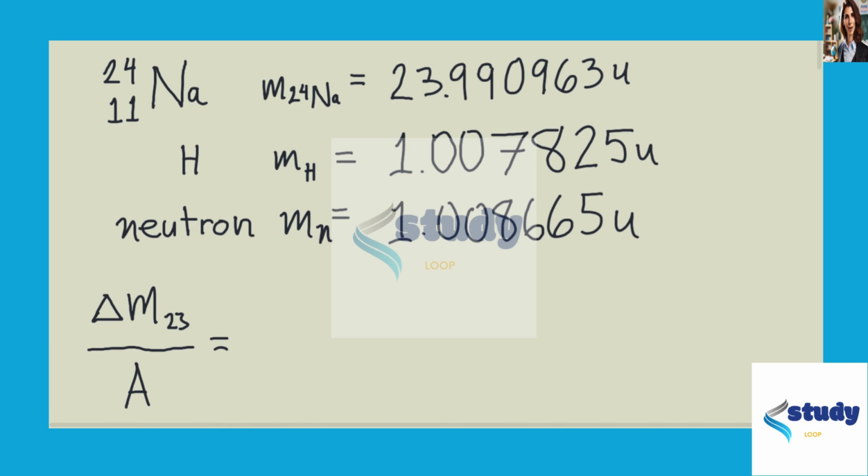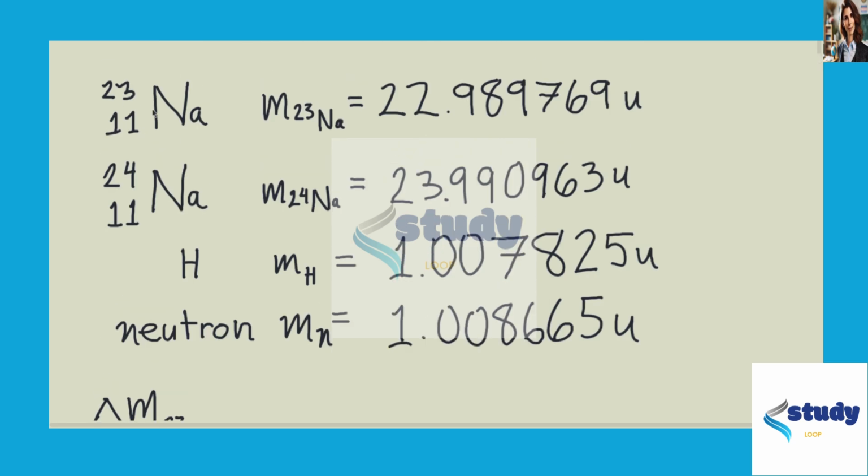Here we're asked to compare the average binding energy per nucleon of a sodium-23 isotope with a sodium-24 isotope. This problem requires you to look up a number of values in Appendix B, specifically atomic mass values. For the mass of the sodium-23 isotope, it is 22.989769 atomic mass units. For the sodium-24 isotope, it's 23.990963 atomic mass units.